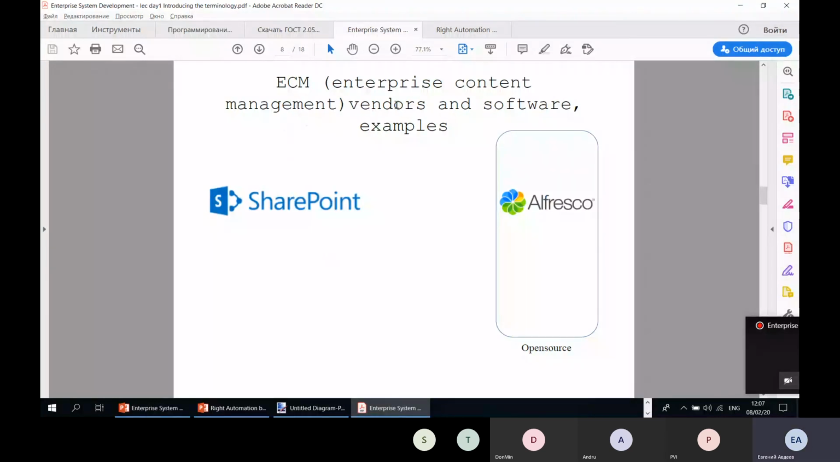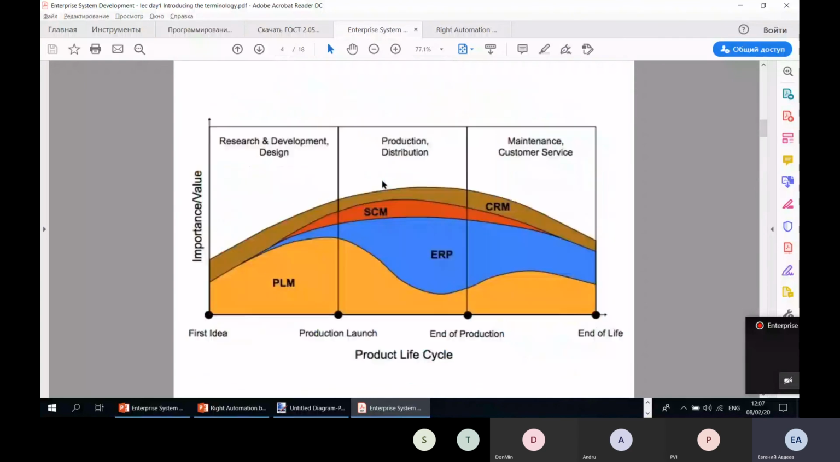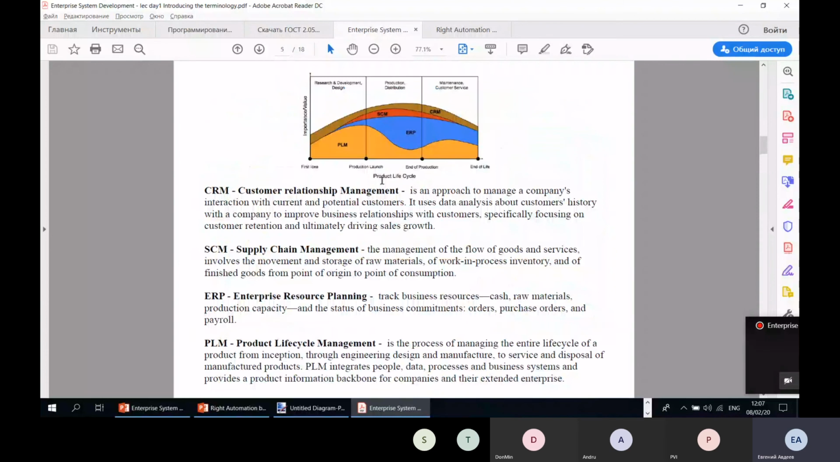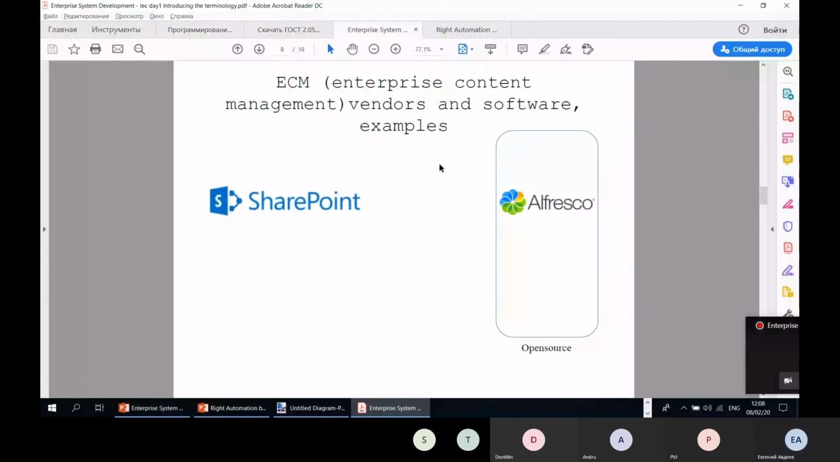Also ECM, Enterprise Content Management. This instrument was not described here because it was not in this production example, and it's more about so-called digital documentation, digital work with digital documents, because lots of companies today have made their processes based on paper documents, and these instruments can help them to implement and change the way of working with digital documents.